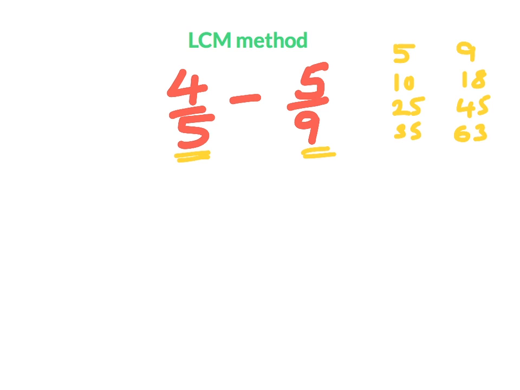If you multiply by 9, that's going to be 45, and this is going to be 81.